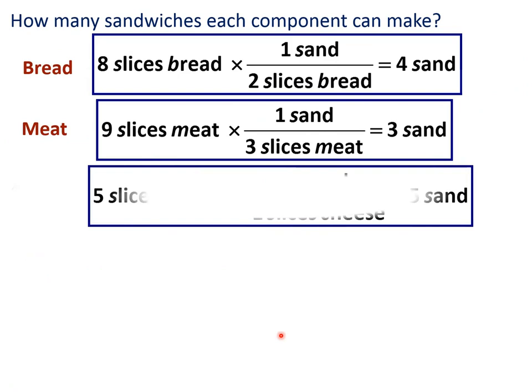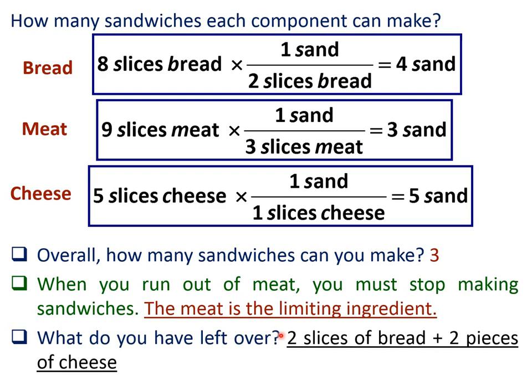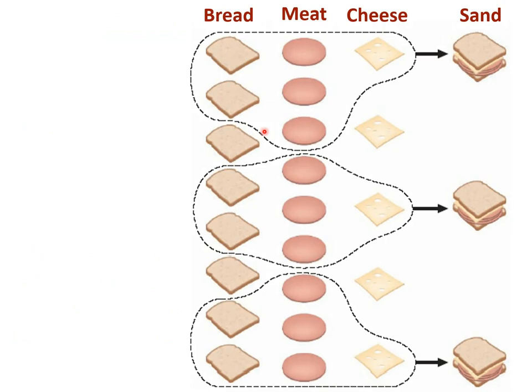When you run out of meat, you must stop making sandwiches. The meat is the limiting ingredient. What do you have left over? After making the sandwiches, we will have bread and cheese left. So you should also calculate what will be left over from the ingredients. These are the same principles of chemistry, and the equation balancing. This is a nice picture of what you made. We will have left over bread and cheese, and we can only make 3 sandwiches. Let's apply this to chemistry.